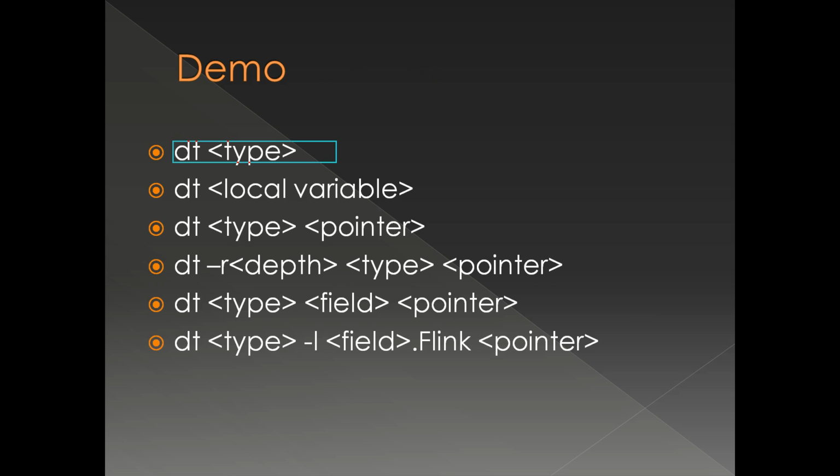The first one is DT then type, DT then a local variable, DT type then the pointer, then giving a specific depth using hyphen r, then displaying a specific field of a particular type. And finally, we have the list, which is a little complicated.